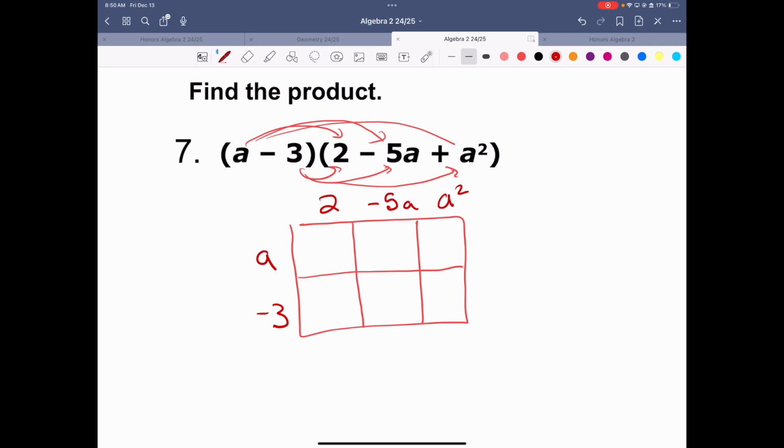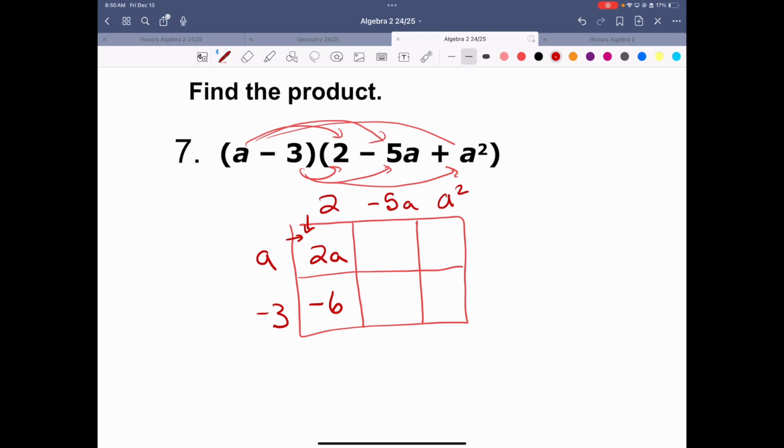It doesn't matter. Now, how do you get what's inside the box? You multiply the row by the column. So the column is 2, the row is a, 2 times a is 2a. So 2a goes right there. I'm just going to keep going down the column. So 2 times -3 is -6. So I've got my first column done.